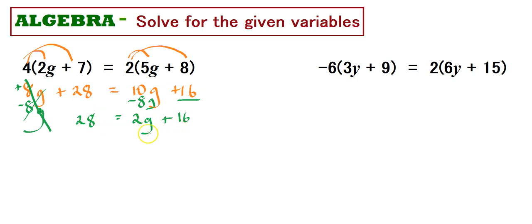So what we do is we take the constant which is on the same side as the g, and we get rid of that one. So it's plus 16, so we minus 16. So we minus 16 from both sides to keep the whole equation balanced. That's now cancelled out. What's left is 2g on the right hand side, and on the left we have 28 minus 16, which is 12.